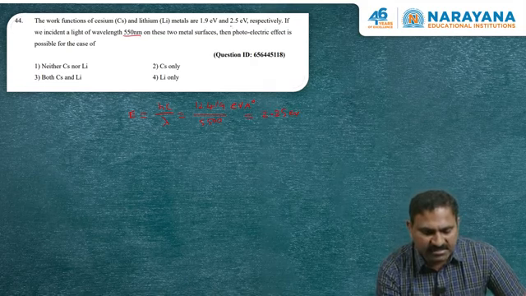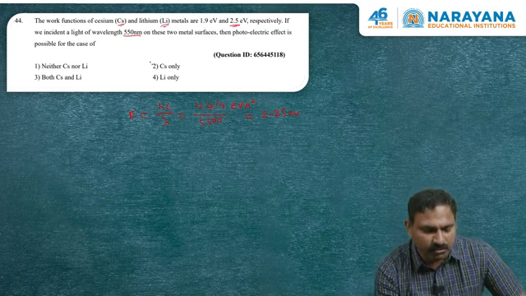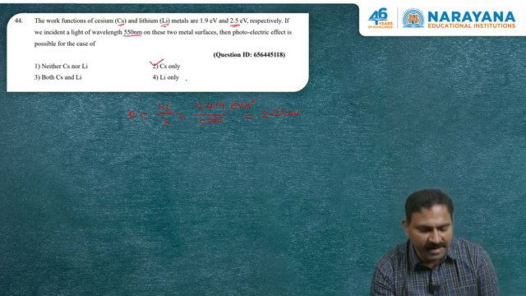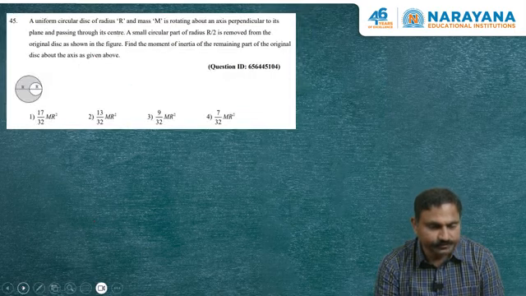So as it is less than 2.5, it is not possible to emit electrons from lithium, but it is possible to emit electrons from cesium. So only from cesium this light can emit the electrons. Let us go to the next question.